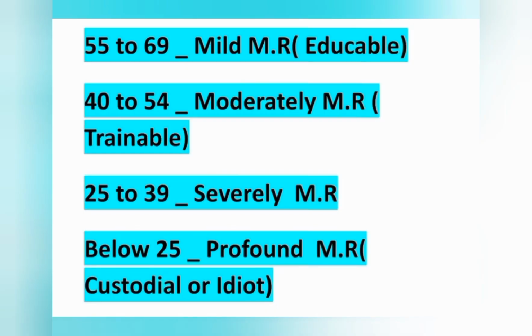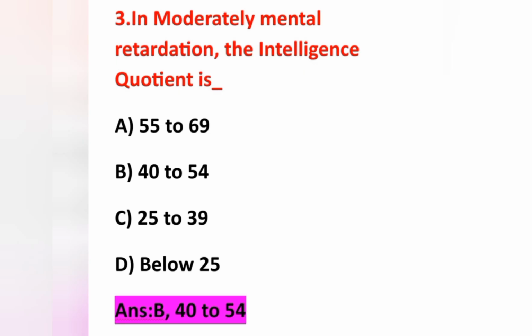Here we will see that an intelligence quotient between 55 to 69 is mild mental retardation, and they are the educable group, and between 40 to 54 is moderate mental retardation and they are the trainable group. Between 25 to 39 they are severely mentally retarded, and below 25 is called profound mental retardation. They are also called custodial or idiot. Here our question is moderate mental retardation means the IQ range is between 40 to 54. Option B is the correct answer.